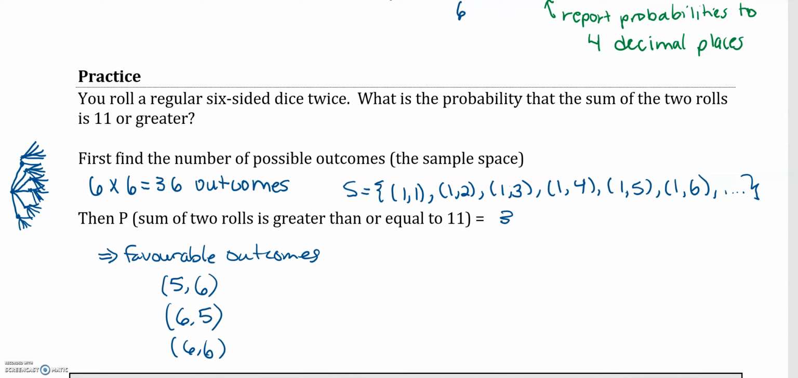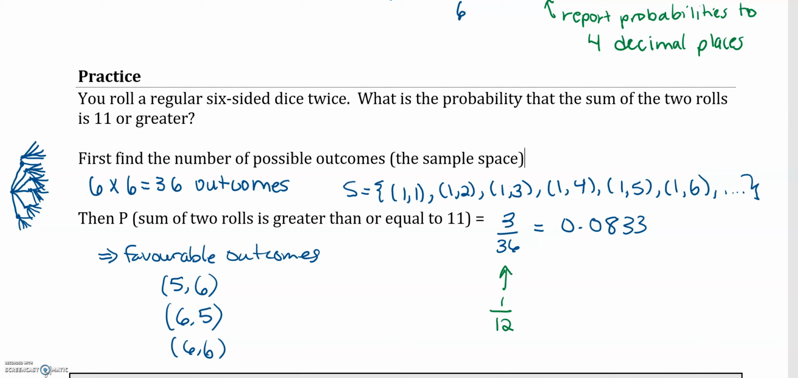Therefore, our probability is 3 out of 36, which to 4 decimal places can be reported as 0.0833. It's worth noting that depending on the application, you may see probabilities reported as fractions in lowest terms. So instead of reporting our probability as 0.0833, you could see this reported as 1 divided by 12, which is 3 over 36 expressed in lowest terms.